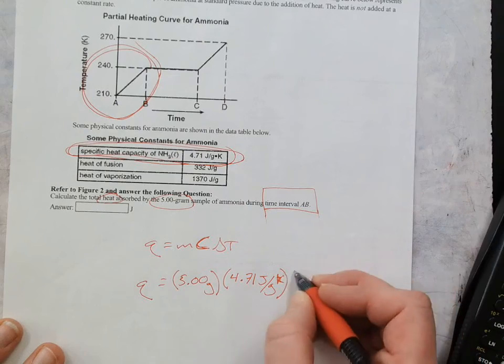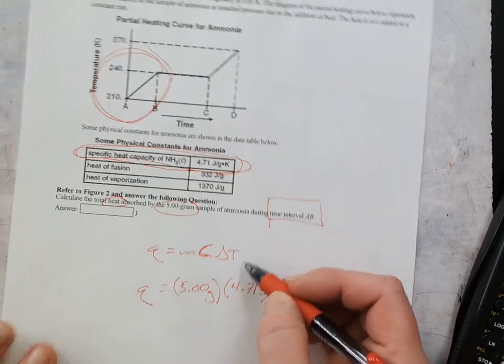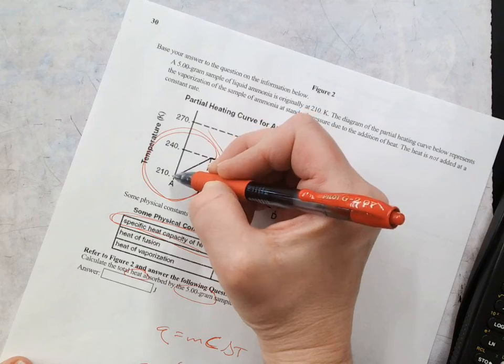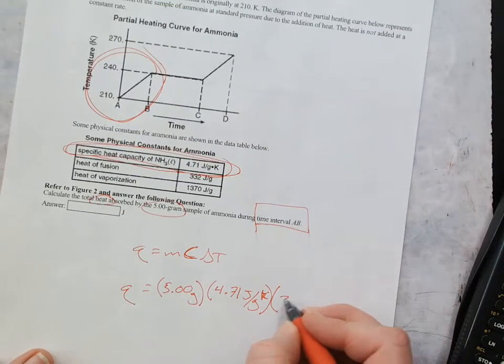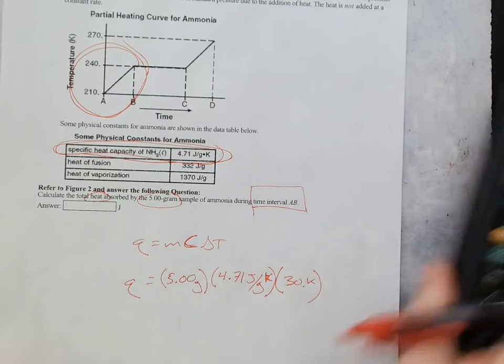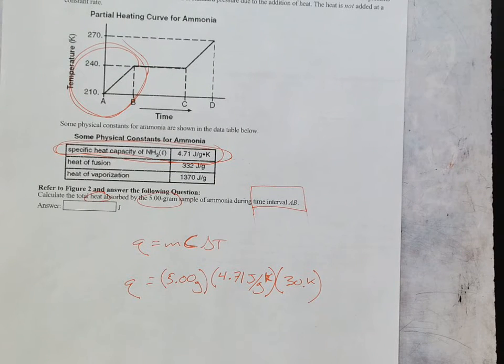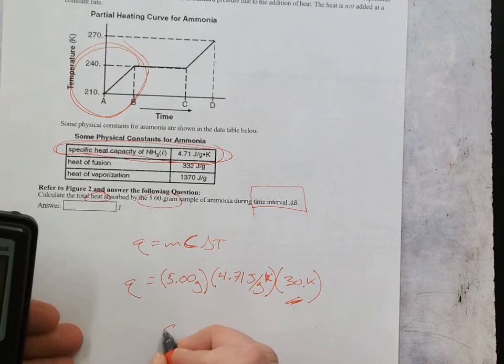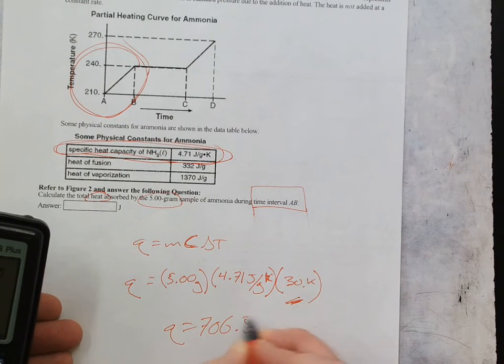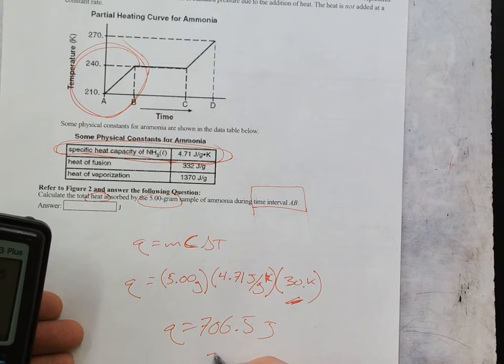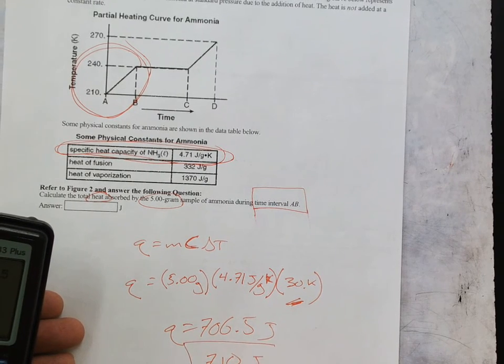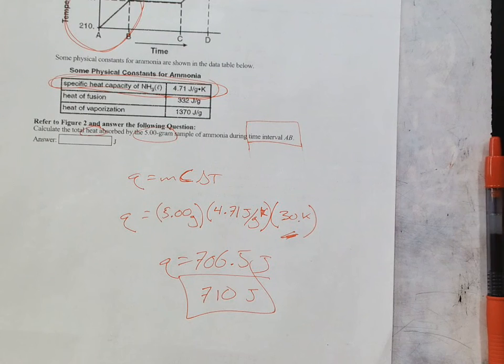Yeah, let's leave this Kelvin, doesn't matter. Change in temperature, 30. Multiply 3 numbers. Keep 2 sig figs. To keep 2 sig figs, you round it to 710 joules.